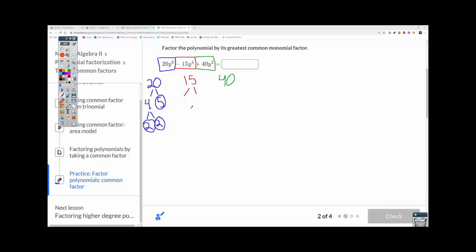Okay, we go here, 15. That would be 3 times 5. Both of these are prime numbers. And for 40, that's going to be 8 times 5. You can use 4 times 10 if you'd like. You'll get the same list of prime factors at the end. And 2 is a prime number, so I'm going to circle it. And over here, 2 times 2. There we go.